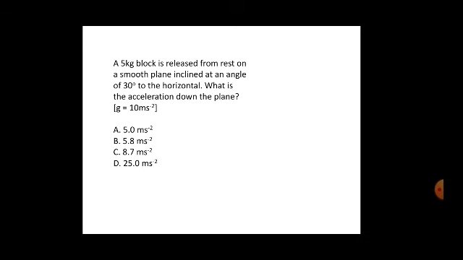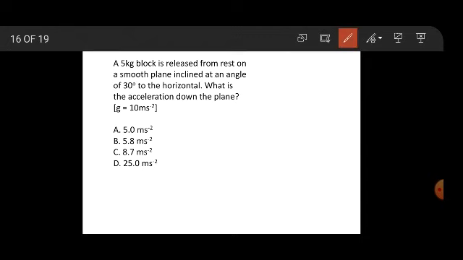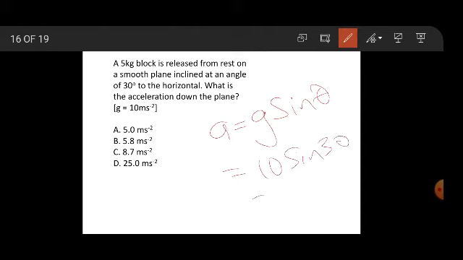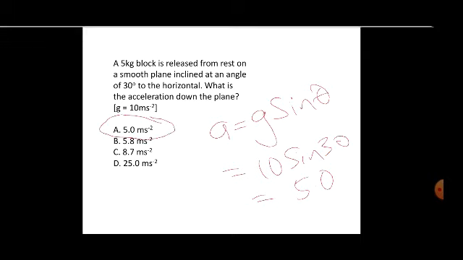Okay, we see another question here. It says a 5 kilogram block is released from rest on a smooth inclined plane. This is smooth now. Inclined at an angle of 30 degrees to the horizontal, what is the acceleration down the plane? Since the surface is smooth, the acceleration down the plane a is simply g sine theta, as simple as that. In this case, my g, acceleration due to gravity, is 10, then theta is 30 degrees. So 10 sine 30 with your calculator is going to give us 5.0 meters per second squared. So A is the answer also for this.